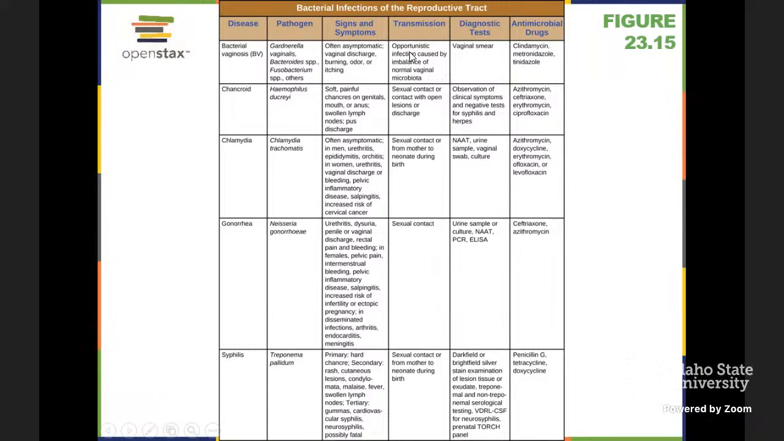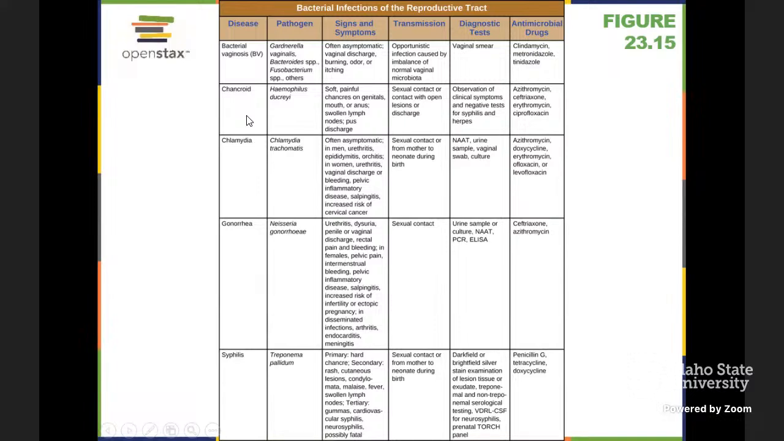This is an opportunistic infection, so these bacteria are there as part of the normal flora, not the same as a yeast infection, but a similar sort of idea where their populations end up growing more out of control. So an imbalance of that normal vaginal microbiota, it can be hormone related, lends to these situations. For diagnosis, vaginal smear, and some antimicrobials.